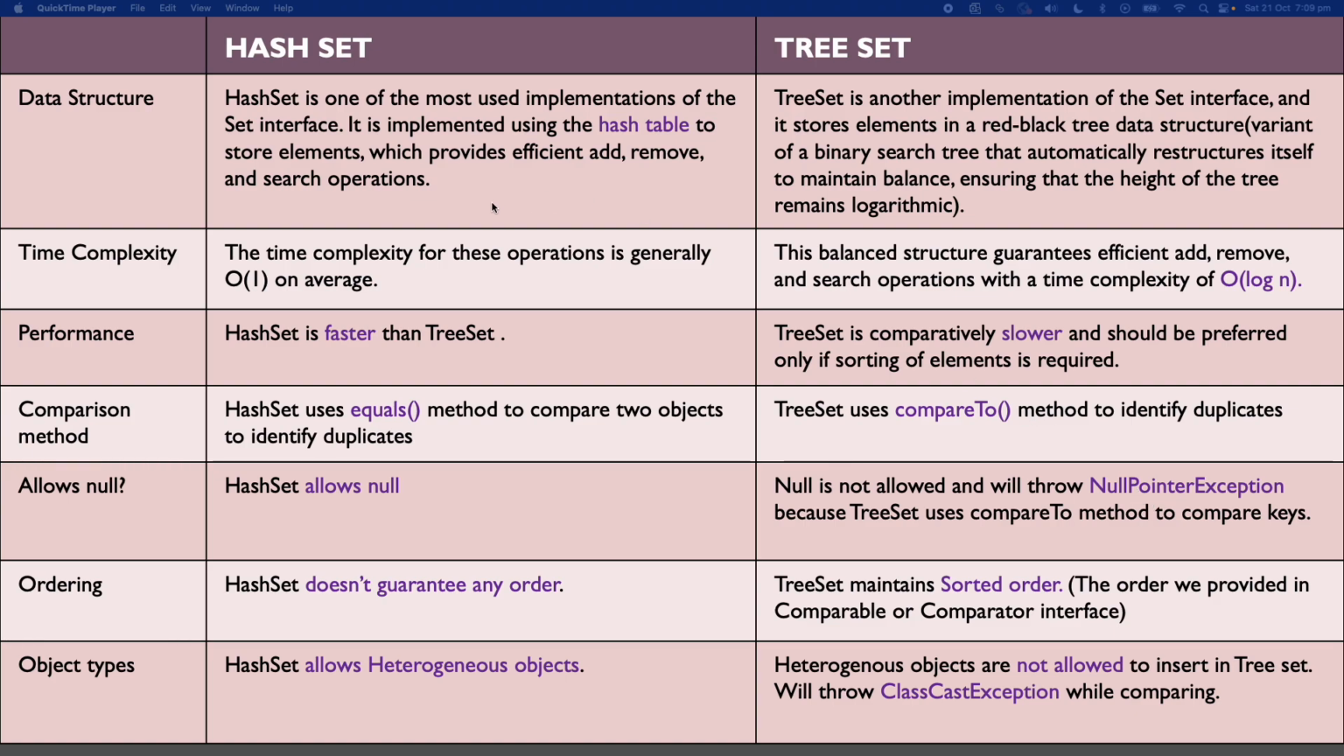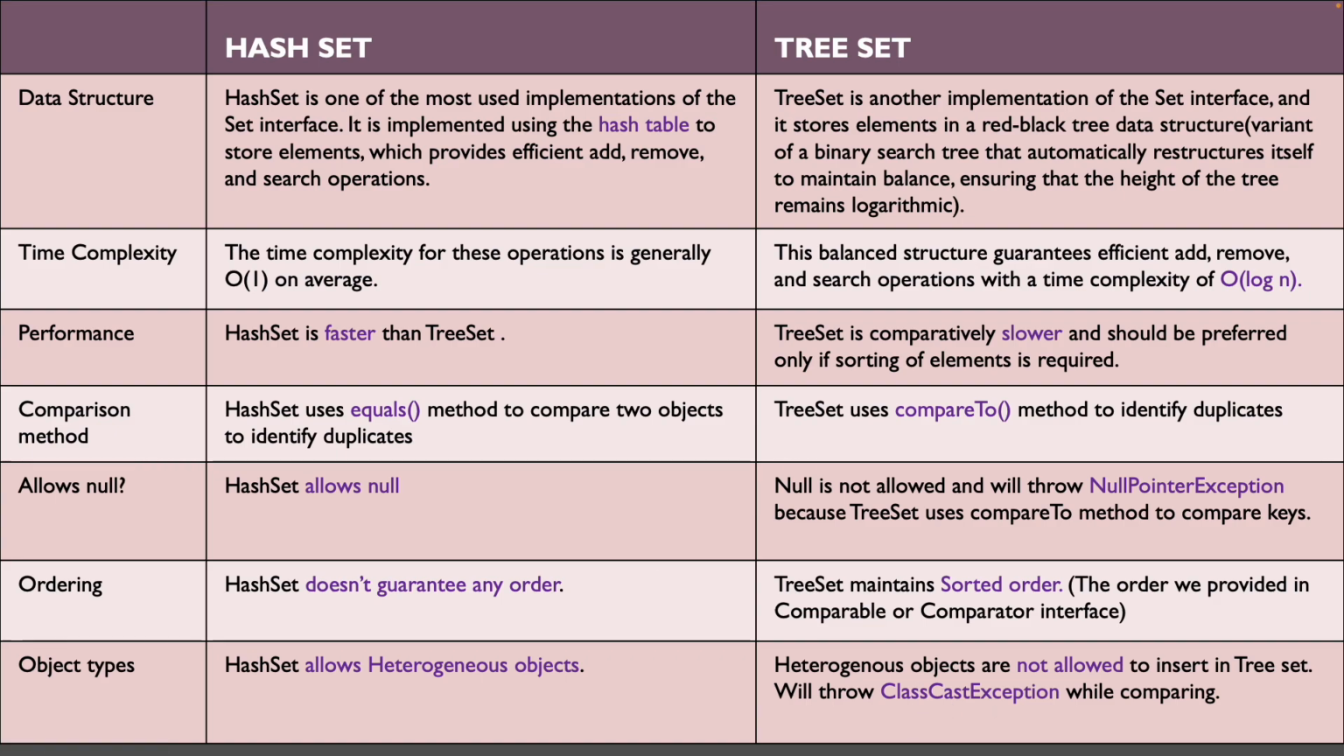Also, when it comes to ordering, HashSet does not maintain any order, whereas TreeSet maintains the sorted order, and this sorting is based on the Comparable or the Comparator interface's sorting method. Regarding object types, HashSet allows heterogeneous objects, whereas TreeSet will not allow heterogeneous objects. It will throw a ClassCastException.